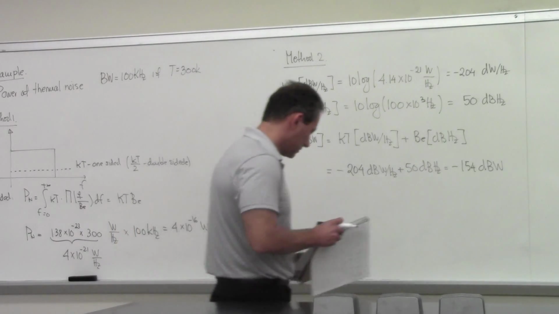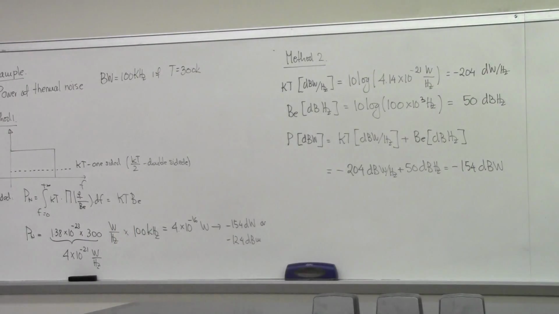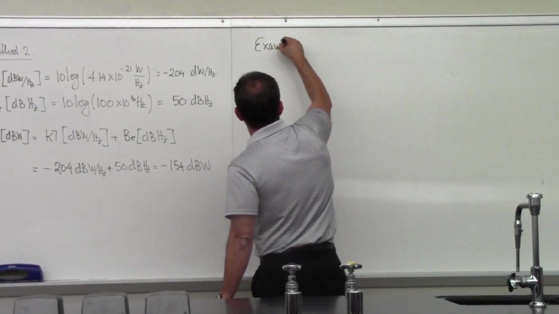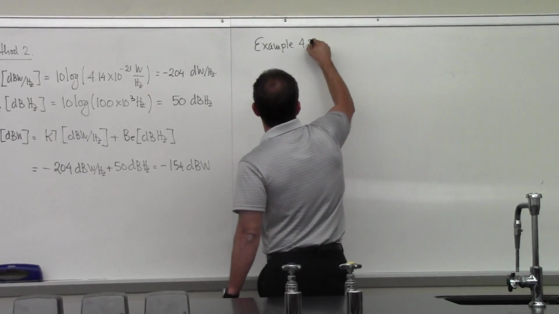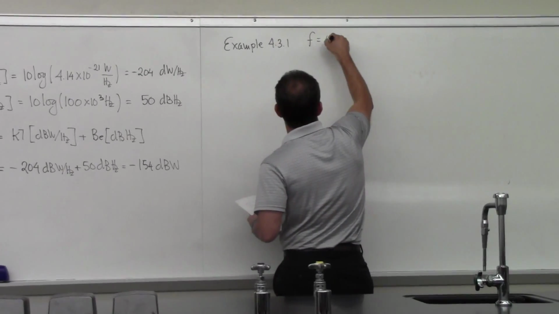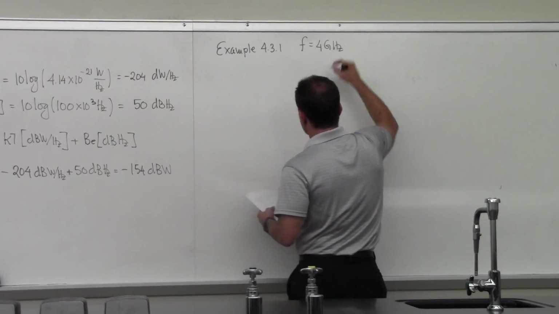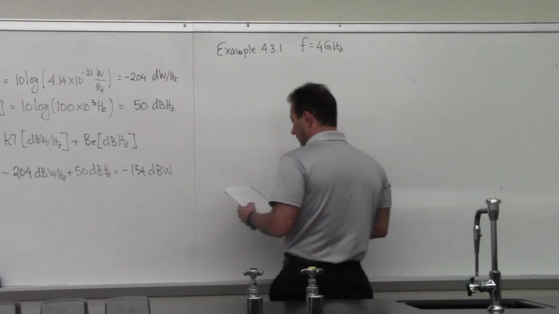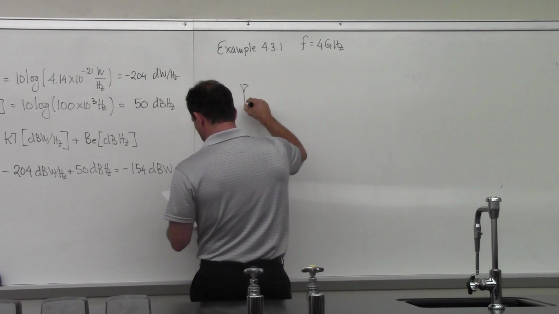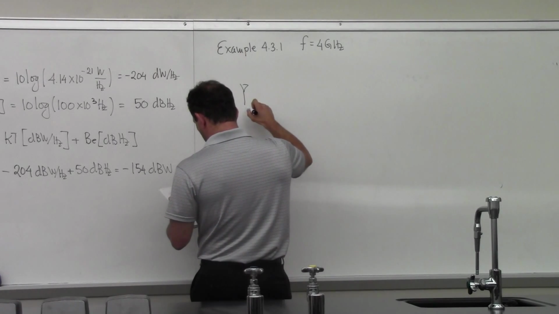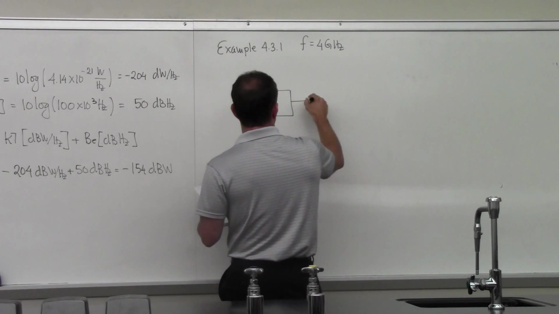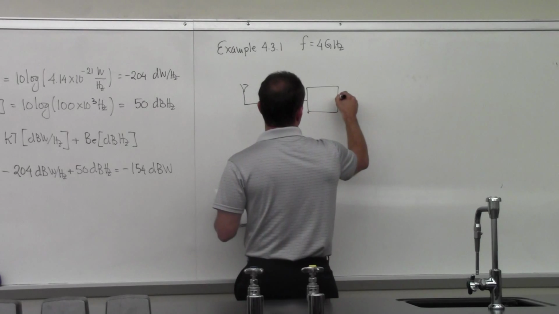Let me do a couple of other problems here. This is example 4.3.1. It says the frequency of operation is 4 gigahertz. We have a 4 gigahertz receiver with the following gains and noise temperatures. So you have your antenna. Then let me first draw blocks, and then we'll explain how you convert this.